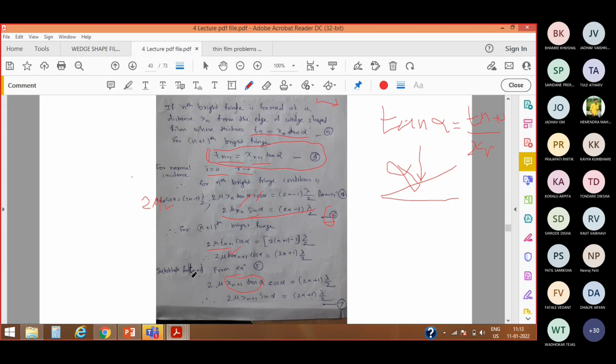Substitute the value of t of n plus 1 from equation number 5. Put the value of equation number 5 in this equation, then what I will get? 2 mu into x of n plus 1 into tan of alpha into cos of alpha. Tan of alpha is equal to sin upon cos. So at the end I will get this equation. That is equation number 7.